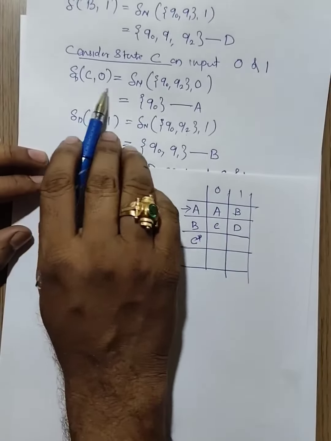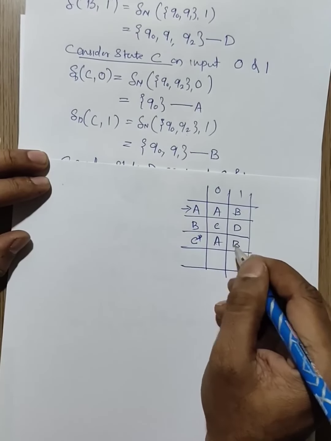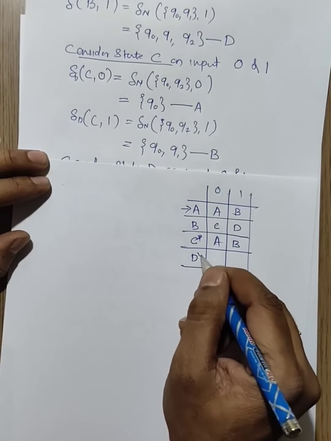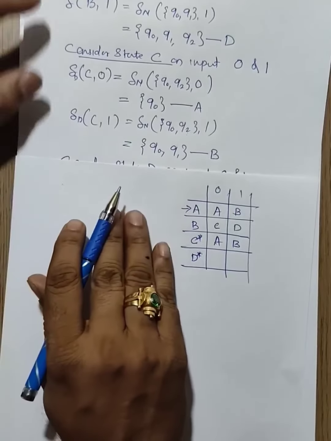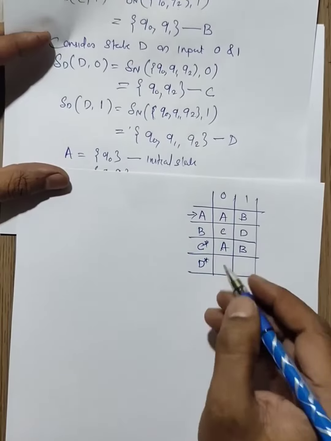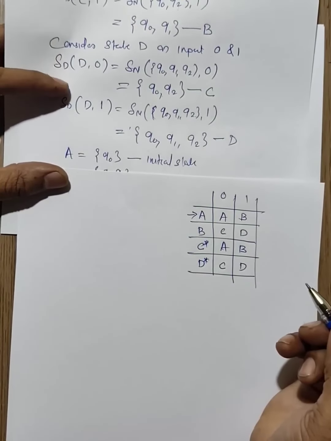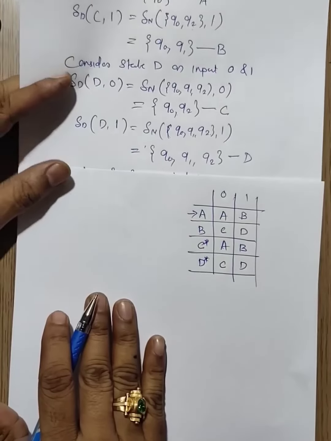C on 0 gives A. C on 1 gives B. Next state D. D on 0 gives C. D on 1 gives D. And once you know the transition table, you can design the DFA for this.